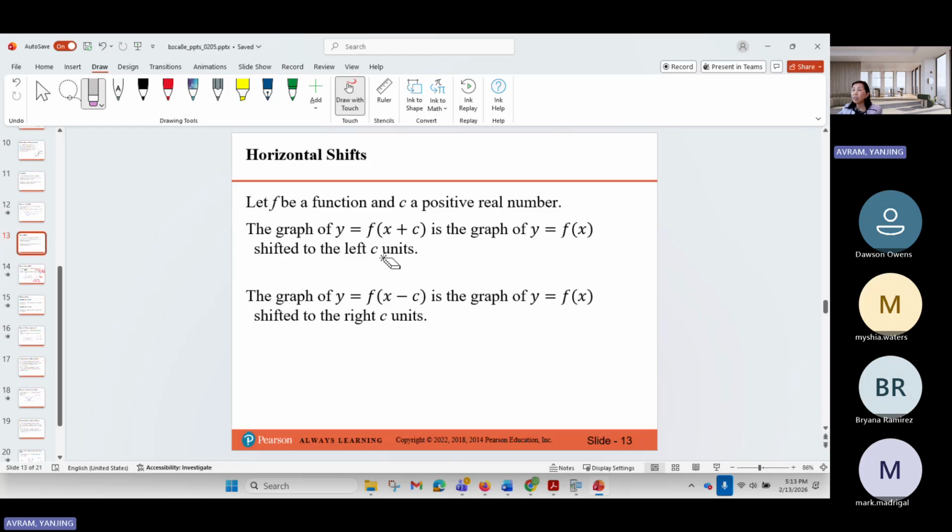There's a little bit of a pattern you can actually see. Because for a horizontal shift, you use the x minus c form, okay? If c is positive, that means moving to the right. If it's too hard to know that, you can just say x minus c is moving to the right c units. When you have an x plus c, that is moving to the left c units. Okay, so that's the horizontal one.